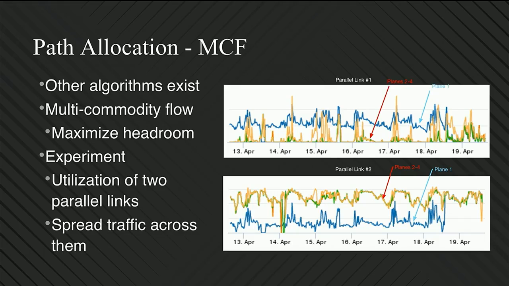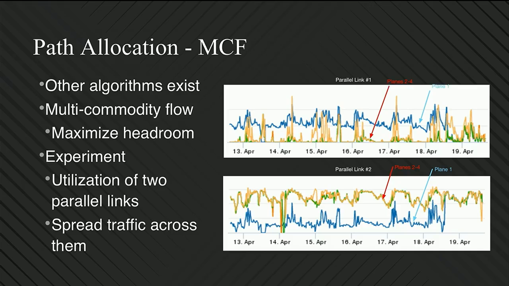Now, earlier we also said that we conduct experiments on the network, and this is an example. About 3 weeks ago, we conducted an experiment comparing MCF against CSPF. And the way it's done is exactly how the earlier slides depict. We run MCF on plane 1, and we run CSPF on planes 2 to 4. So what you're looking at is the actual link utilization of 2 parallel links connecting 2 real sites. And there's a bunch of colored lines.